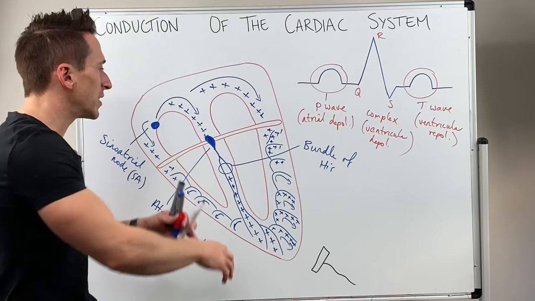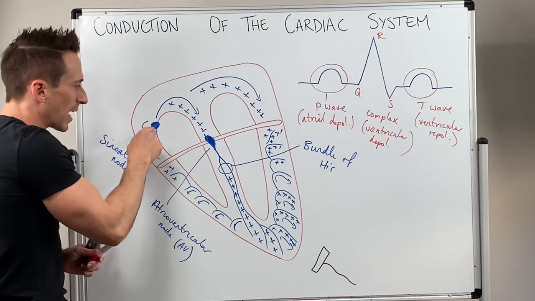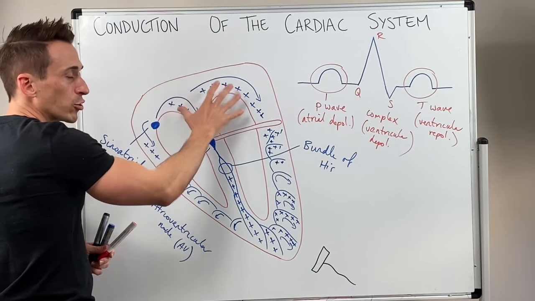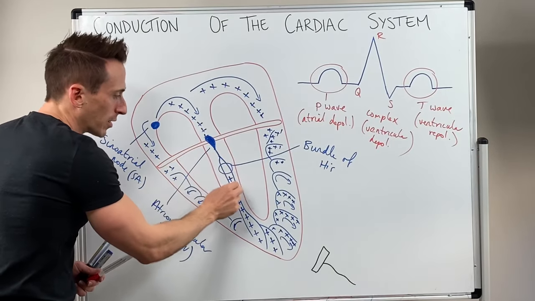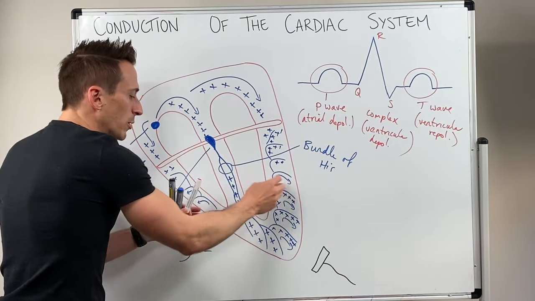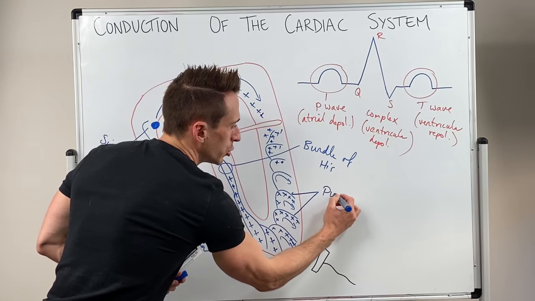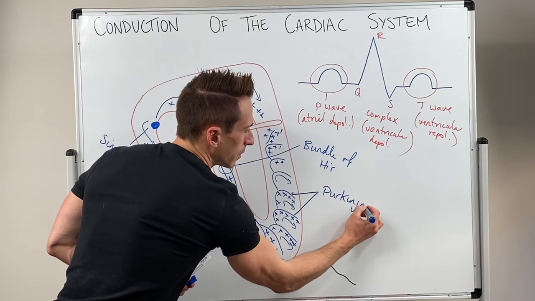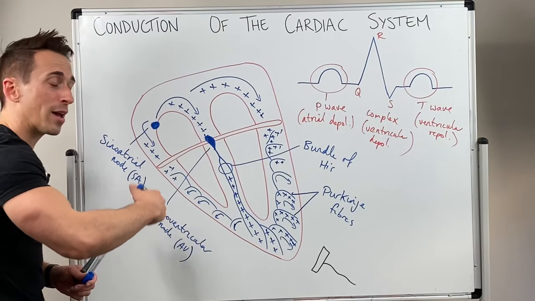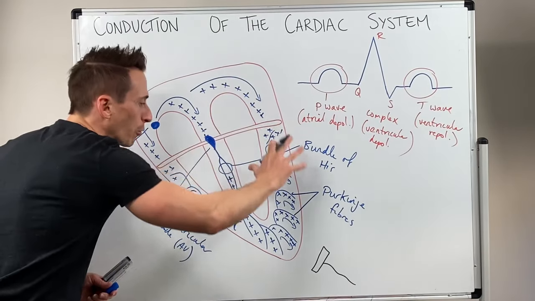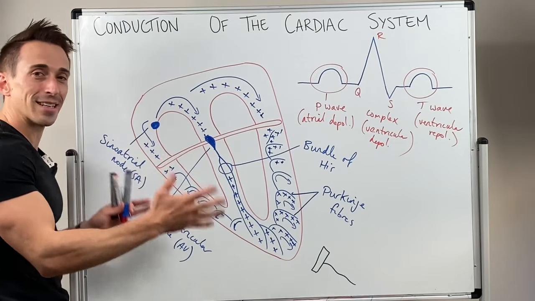And so what we have is the electrical activity of the heart. Remember, it goes SA node through the atria, contraction of the atria. AV node, bundle of His, and then it goes through these fibers, which are called Purkinje fibers. We should label them. These fibers are all called Purkinje fibers. And then that's followed by ventricular contraction. And then the whole thing resets, and that's called ventricular repolarization. This is the conduction of the heart.